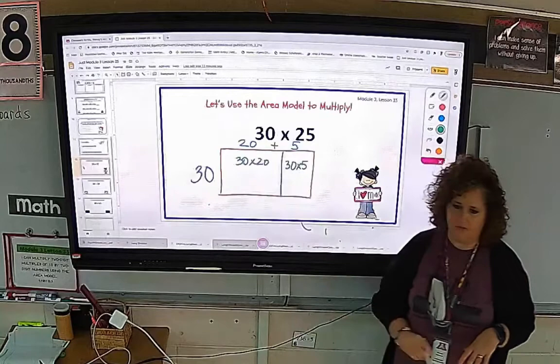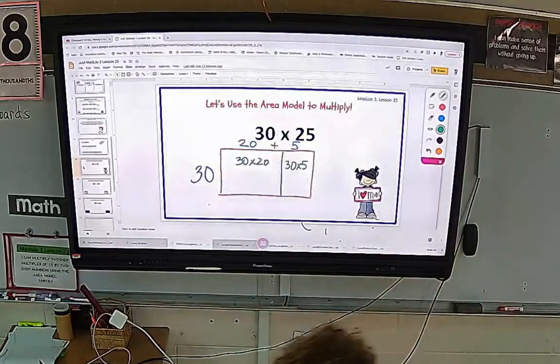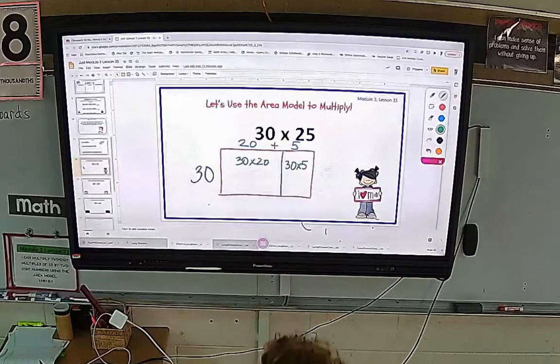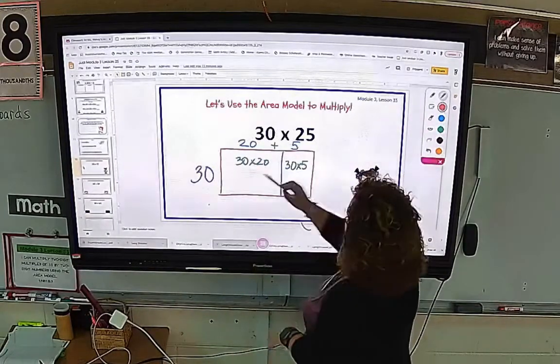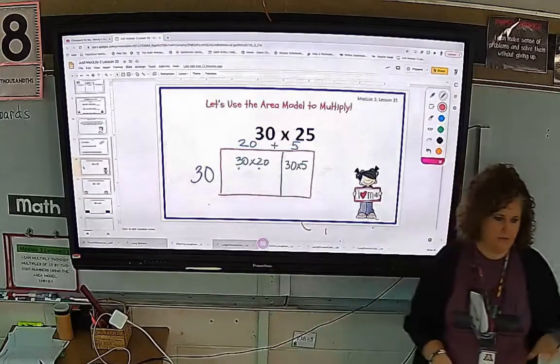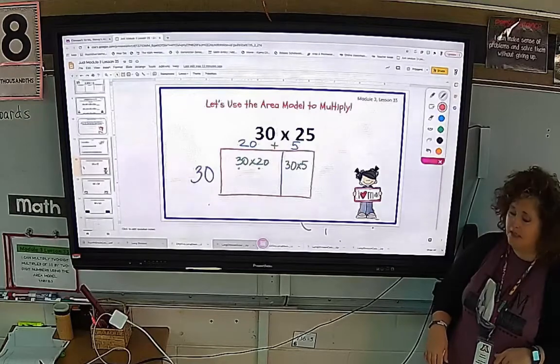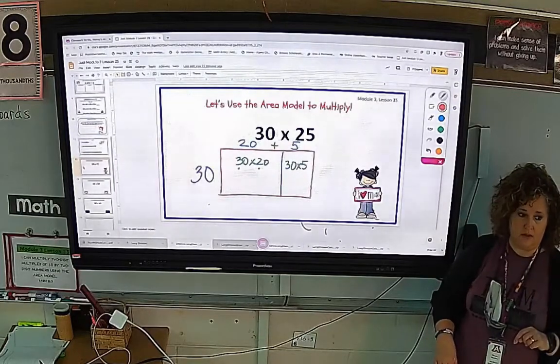What is 30 times 20? Jay, listen up, please. Okay. What is 30 times 20? Remember how we would do that? We would multiply the digits that weren't zeros, and then we would add the zeros. Miranda, what would it be? 60. Not 60. Look at how many zeros there are.